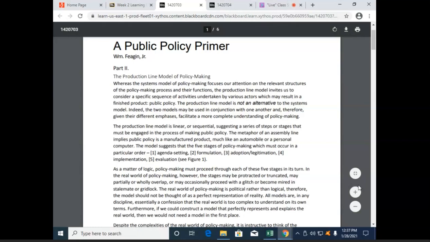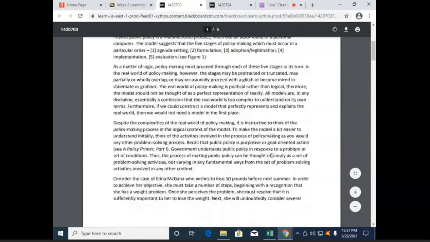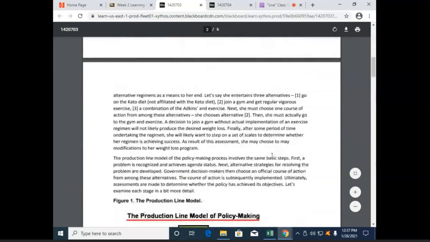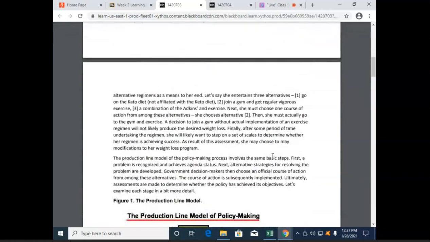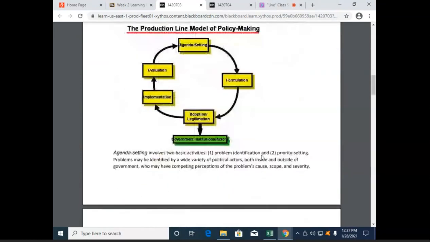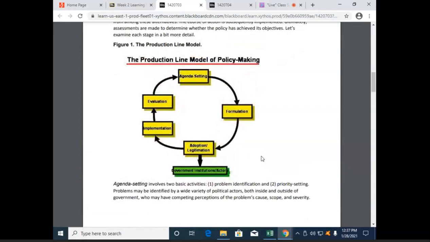Okay? Thank you. All right, so we've got problem identification and problem perception. We've got problem identification and priority setting. Now, that second point about priority setting is important because what do we mean by an agenda? An agenda in this context, generally speaking, what is it? What do we mean by an agenda?